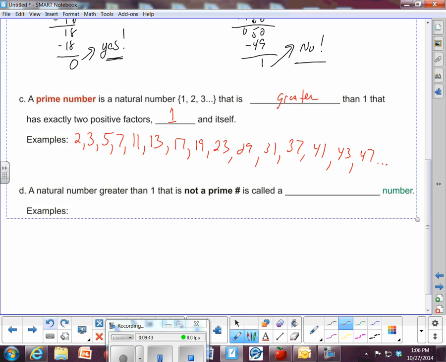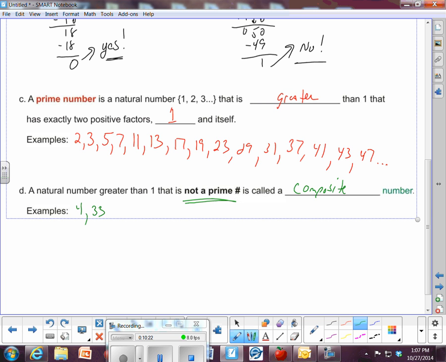Prime numbers. All right. Then we have this aspect: a natural number greater than 1 that is not a prime number. It's called a, do you know the name? It begins with a C. It's a composite number. A natural number greater than 1 that is not a prime number is called a composite number. There are an infinite number of them. 4 is a composite number. Why? 2 times 2, right?